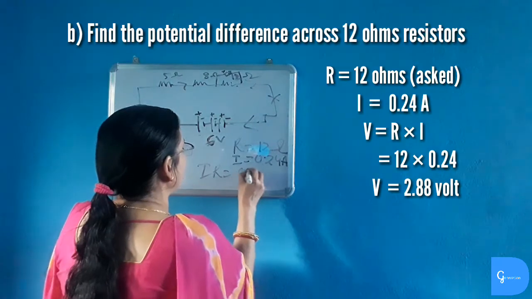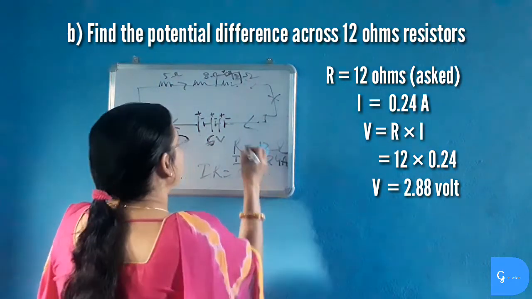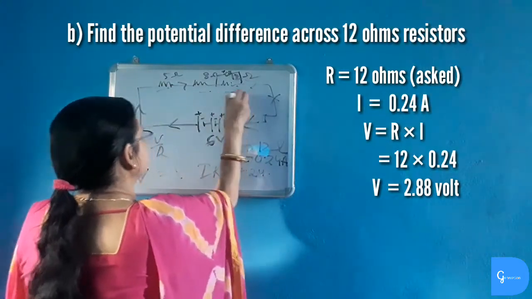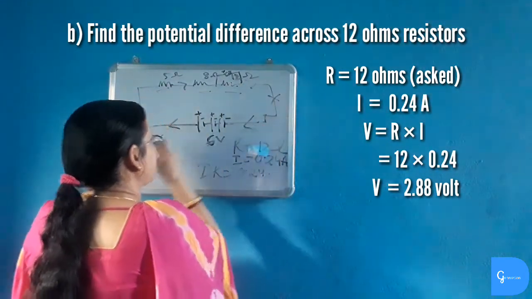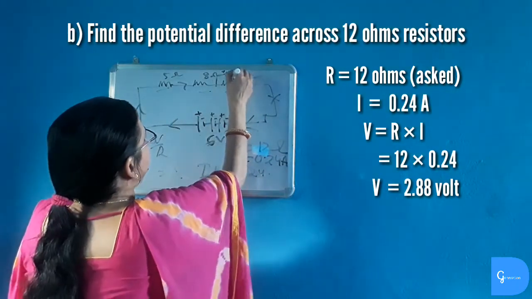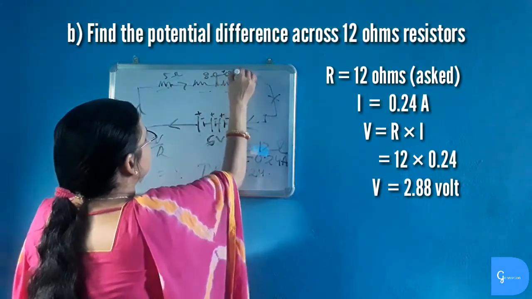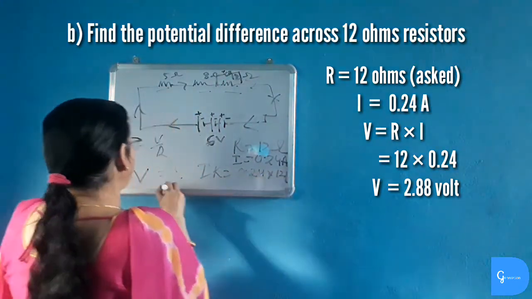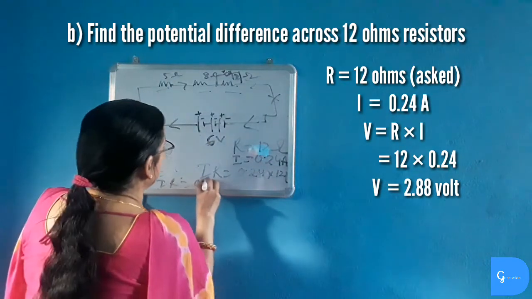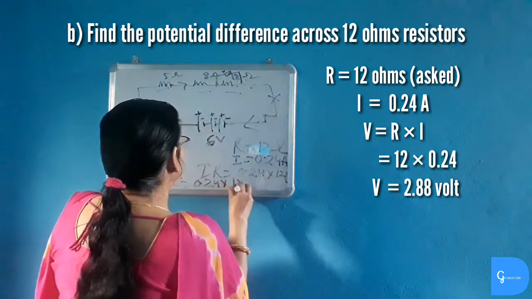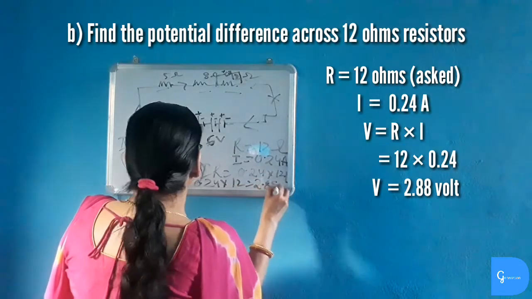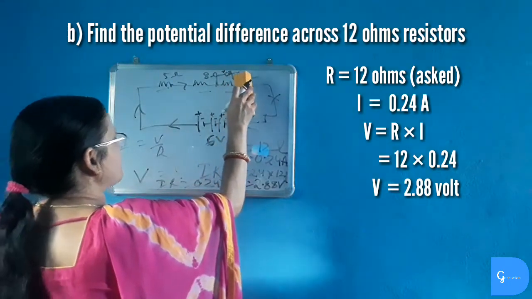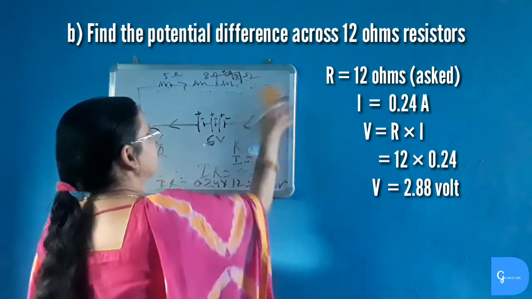I here is 0.24 ampere calculated above, and the current flowing will be the same even through this resistance and this resistance. Current flowing is always 0.24 ampere here, and R is 12 ohm because we have to find the potential difference of this 12 ohm resistance. Now IR will be 0.24 into 12 ohm is equal to 2.88 volt. Thus the potential difference across the 12 ohm resistance will be 2.88 volt.